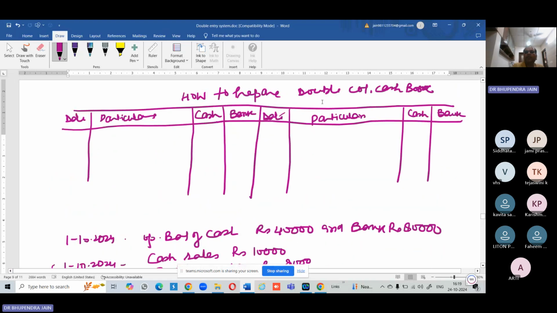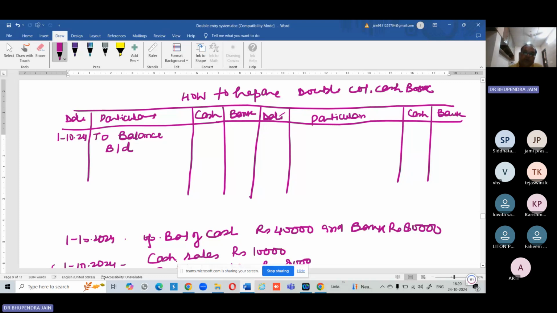This is the double column cash book. One of the columns is cash, another column is bank. First of all, beta, we will write the date, 1st October 2024. To balance. What is to balance, beta? To balance BD, and BD means brought down. We brought down the balances from the last month, or from the closing date of the last month.